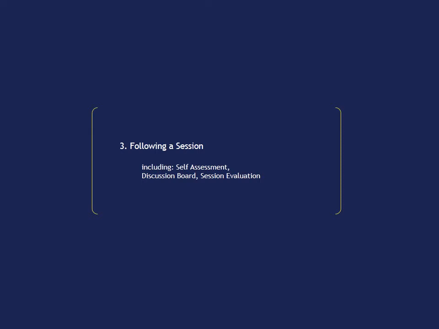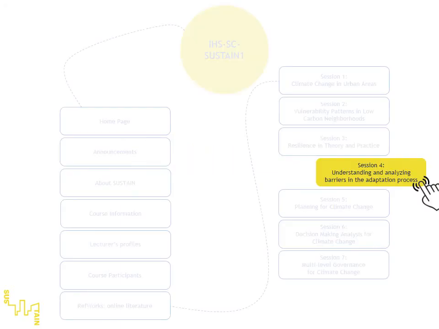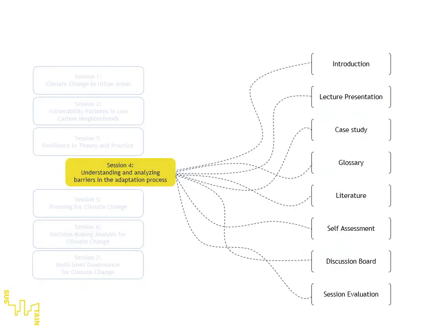As mentioned, there are 7 learning sessions for this e-learning course. In this section, we introduce self-assessments, how to use discussion boards, as well as session evaluation. To illustrate, we use Session 4 as an example. Session 4 is about understanding and analyzing barriers in the adaptation process. Session 4 has different individual parts, starting from introduction and lecture presentation, to case study and glossary, to literature and self-assessment, and lastly, discussion board and session evaluation.